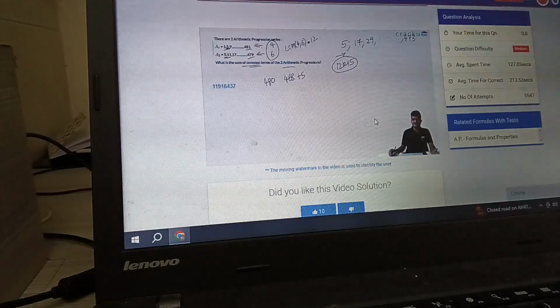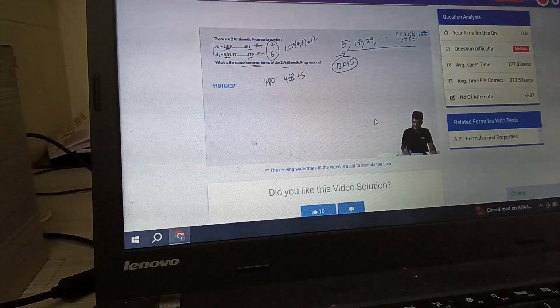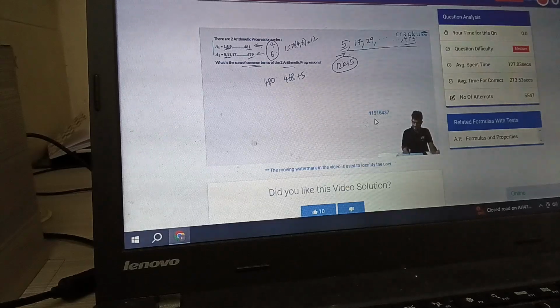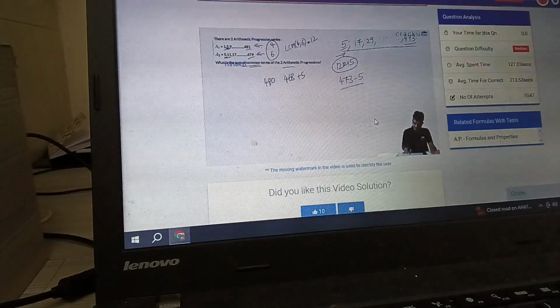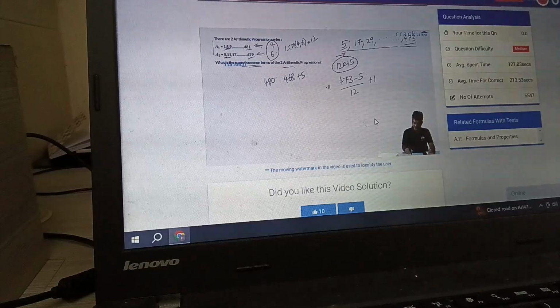And how many common terms are there? Because this is an arithmetic progression, you have the first term which is 5, you have the last term, and you have the common difference. Calculating the number of terms is not difficult. The number of terms will be equal to the last term minus the first term, divided by the common difference, plus 1. This is the number of terms in this arithmetic progression.